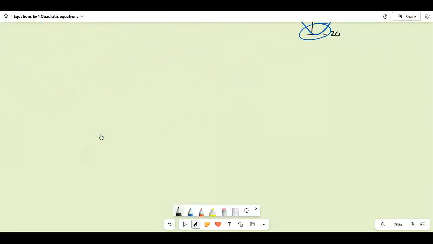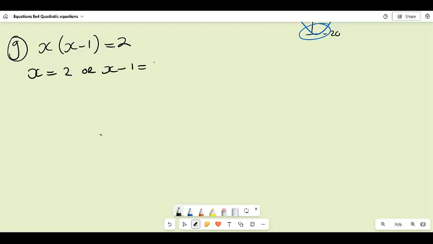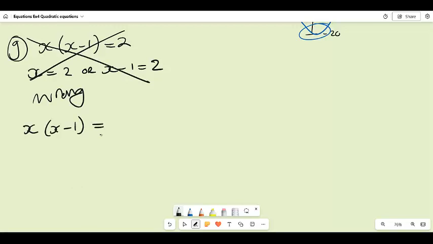Okay, question G. G says x times x minus 1 is equal to 2. So let's do it wrong. You cannot say x equals 2 or x minus 1 equals 2. This is wrong. Okay, so do not do that. Let's do it correctly. We're going to say x times x minus 1 equals 2. So we're going to do two things. You're going to expand here and you're going to take the 2 over. So that becomes x squared minus x.